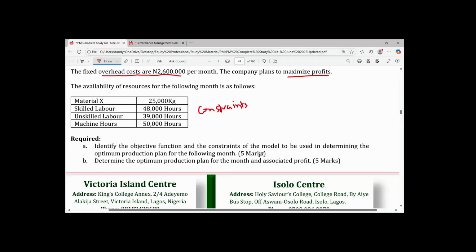So without wasting more time, I will stop sharing this and then move to the working note so that quickly we can solve the question. So the name of the company is Oshimiri Limited. So the examiner is asking you to formulate the linear programming model.